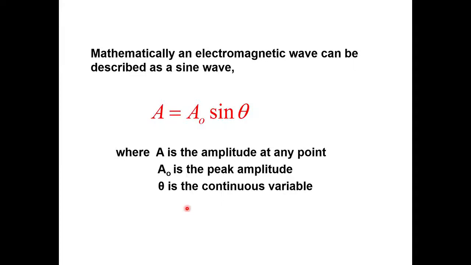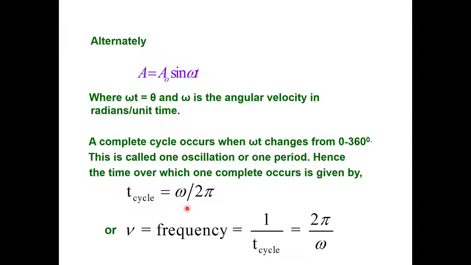As theta increases, sine theta also increases, reaches a maximum of 1, and then A would be equal to A0, that is the maximum, and then again it will decrease as you proceed. So, A0 is the peak amplitude and theta is a continuous variable by which the photon moves forward. Alternately, we can also write A is equal to A0 into sin omega t, where omega t is equal to theta, and omega is the angular velocity in radians per unit time.